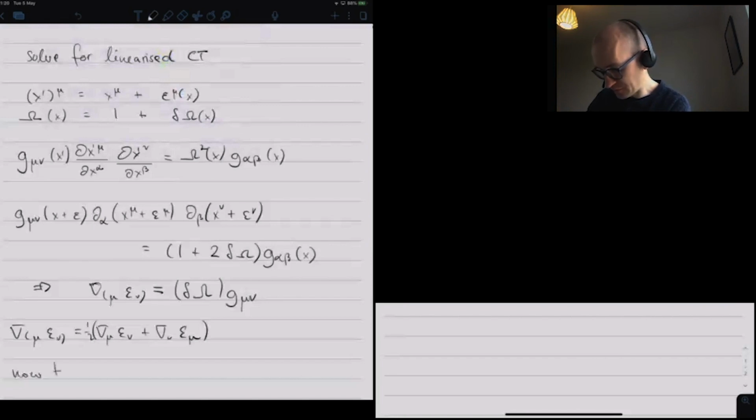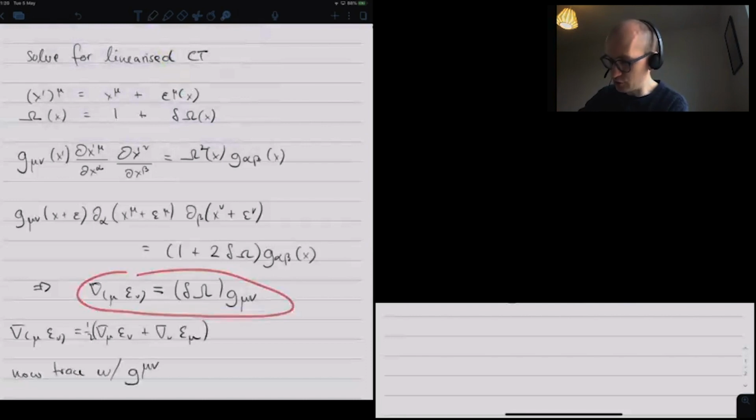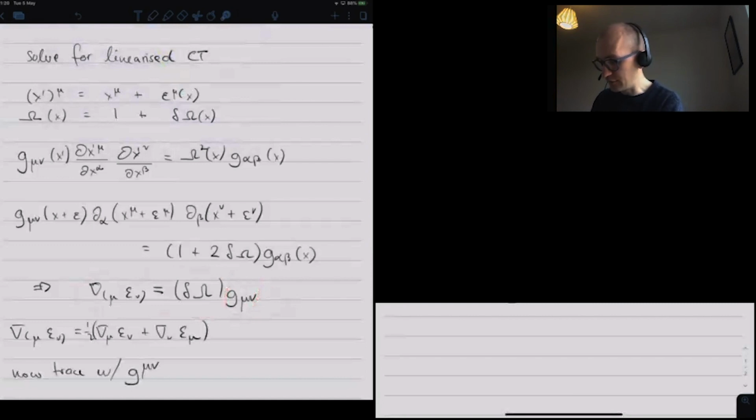So now the trace, with g mu nu. I trace this equation with g mu nu. Then what I get, of course, is the trace of the unit matrix on the right-hand side, g mu nu, g mu nu. So that gives me a factor of the dimension. And on the left-hand side, I'm going to get some kind of divergence. So this tells me that delta omega is equal to 1 over d times the divergence of epsilon.